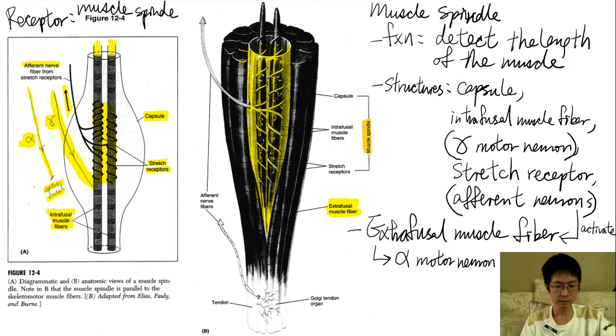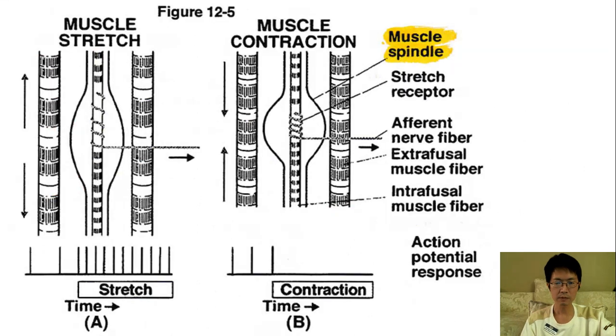All right, this one. How? I told you that when the extrafusal muscle fiber contracts, the intrafusal muscle fiber also contracts, so the muscle spindle also contracts. When the extrafusal muscle fiber relaxes and lengthens, the muscle spindle and the intrafusal muscle fiber also lengthen. So it follows the extrafusal muscle fiber. So we have two cases here.